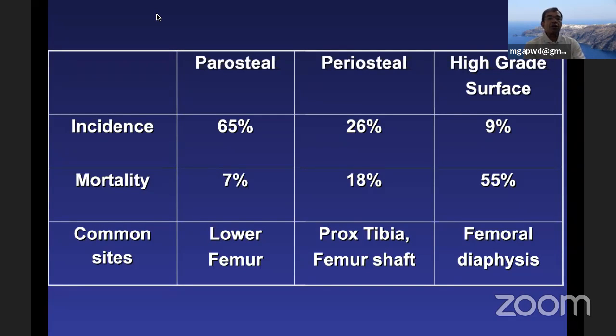One is the radiology. The parosteal is the commonest, followed by the periosteal. And you can see that the lowest grade is that of a parosteal with the best prognosis and the highest cure rate. The sites affected are more or less similar. They're more common in the femur and the tibia. And the mortality, as expected from the grade, is the lowest with parosteal and the highest with a high-grade surface osteosarcoma.